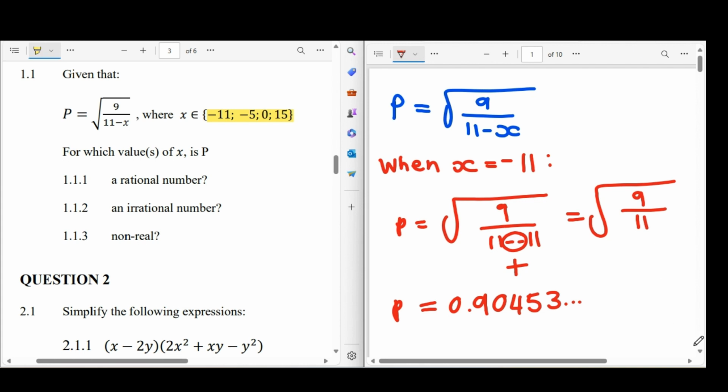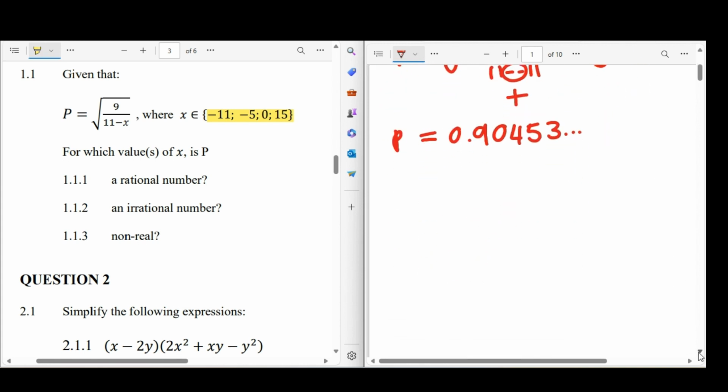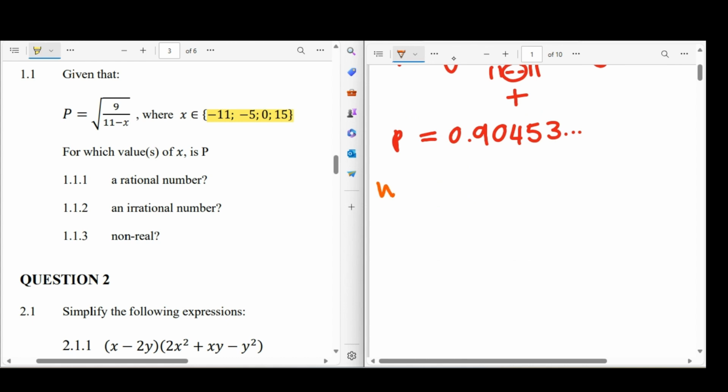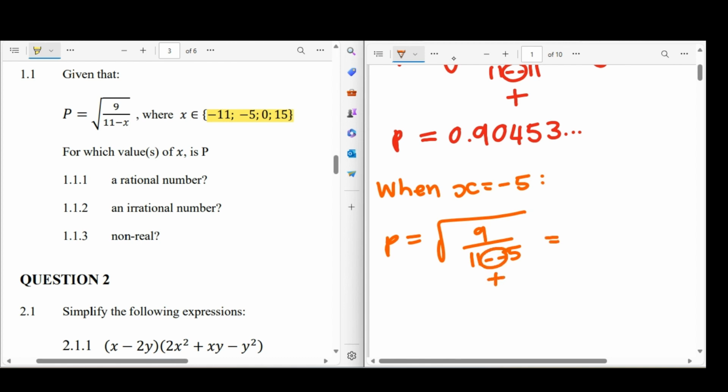Let's do exactly the same type of thing for the next value, which is negative 5. Let's get a different color here. So when x is equal to negative 5, we're going to have p equal to the square root of 9 over 11 minus negative 5 again. We know that minus and minus, like before, becomes a plus. So we're going to have the square root of 9 over 11 plus 5, which is 16.